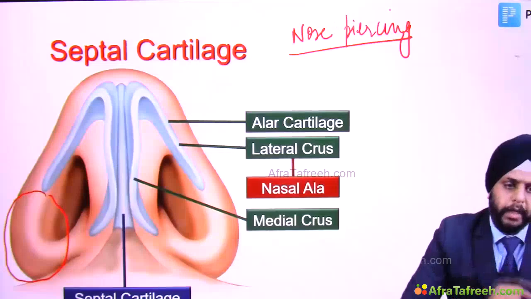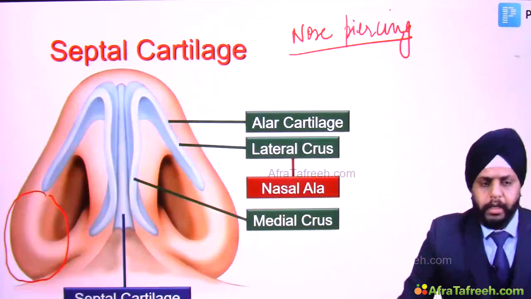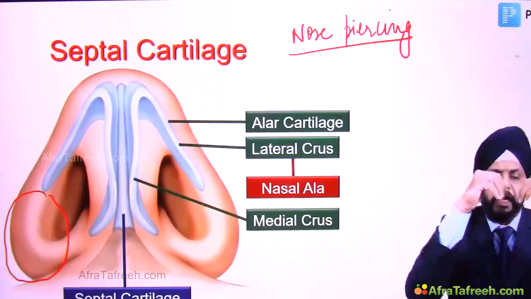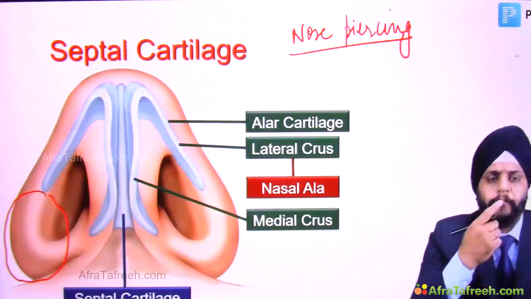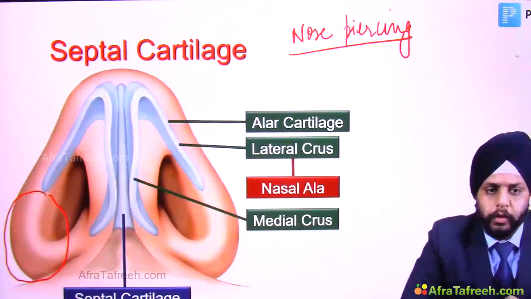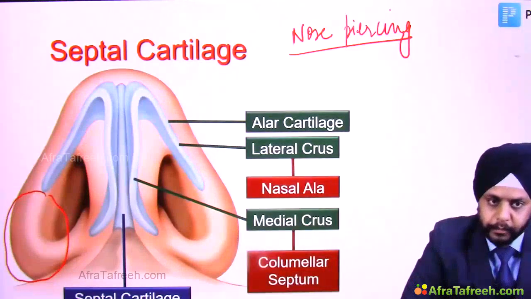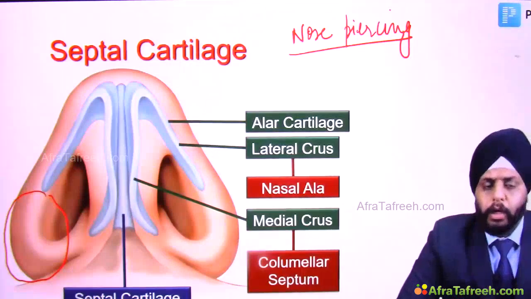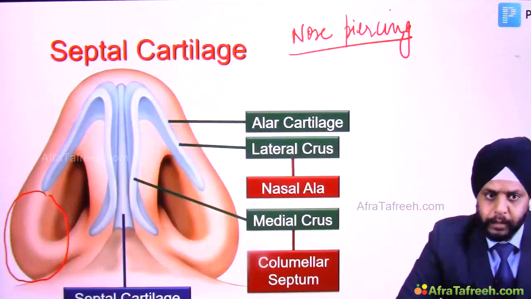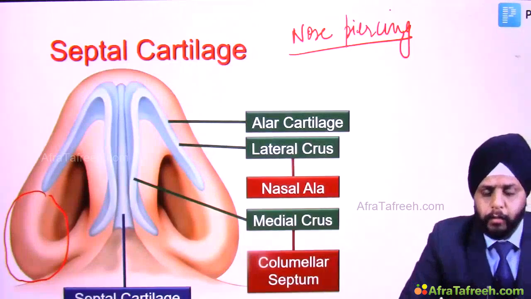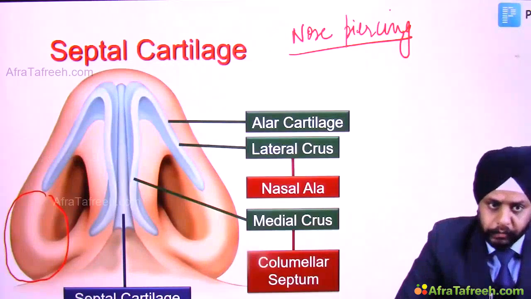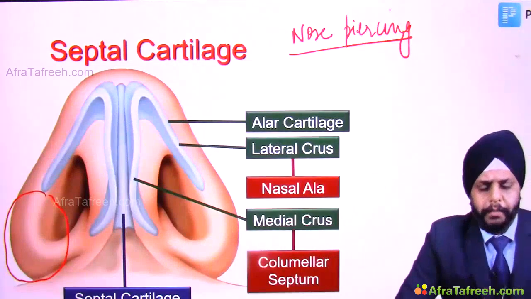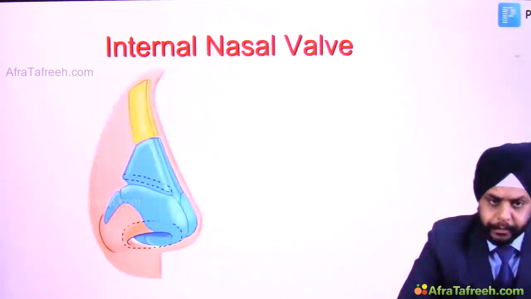Okay, now the medial crust over here, you can see the medial crust of the two sides, it comes and meet in the midline, and together they form the crest of the nose, which is also known as columella. Okay, so they contribute to the columellar septum, right? The columellar septum is formed by the two medial crusts of the lower lateral or the alar cartilage, right?